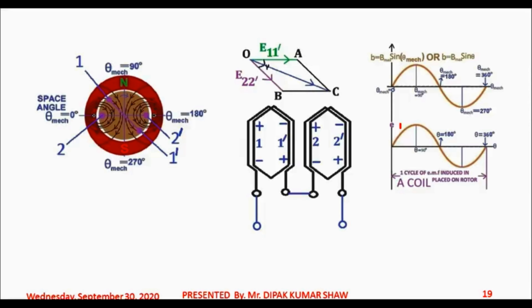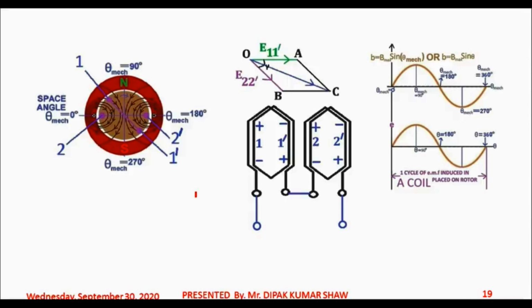L and V are constant. L is the length of the conductor, V is the velocity, or the peripheral velocity, of the rotor. So these are constant. So the EMF induced in the coil sides would have the same variation as that of the magnetic flux density B. So this is the variation of EMF induced in the coil.